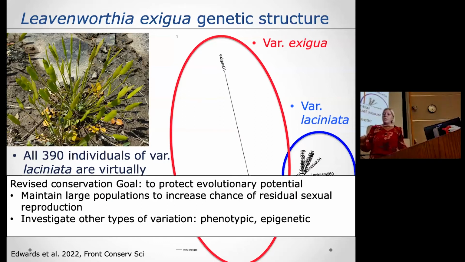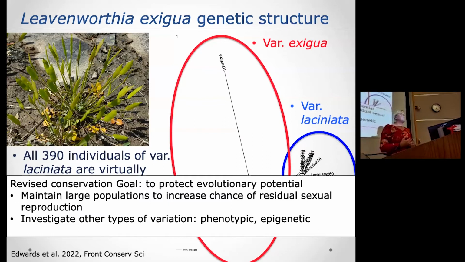And then the other thing that we're doing in this is investigating other types of variation. So things like phenotypic variation. So for example, differences in flowering time, and then also epigenetic variation, which is kind of a type of variation that doesn't involve changes in the gene sequence, but it changes gene expression. So those are the two things that we're looking for.